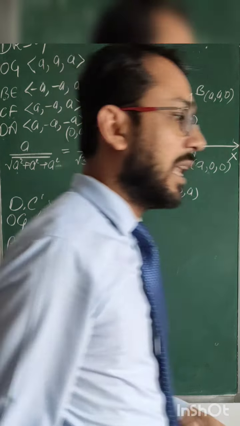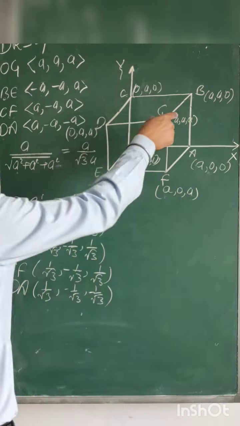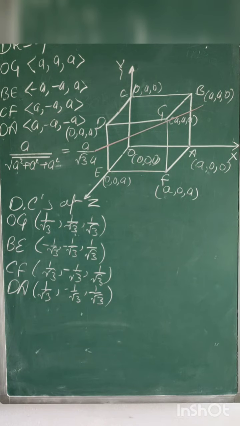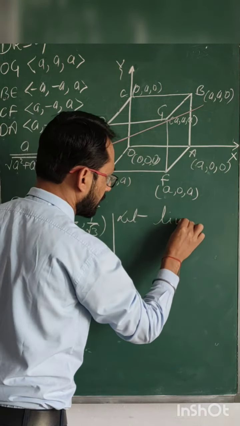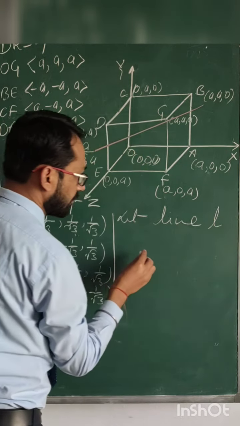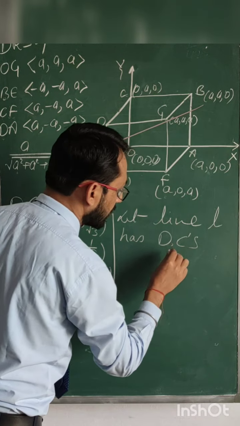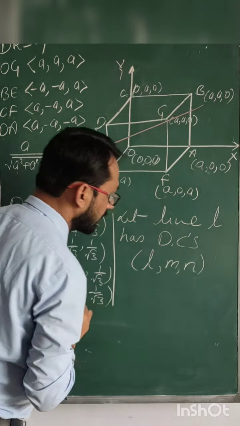Now we are supposing a line in this cube, making an angle alpha with one of the diagonals, and with the other diagonals it is making beta, gamma, delta. So let the line have direction cosines l, m, n.